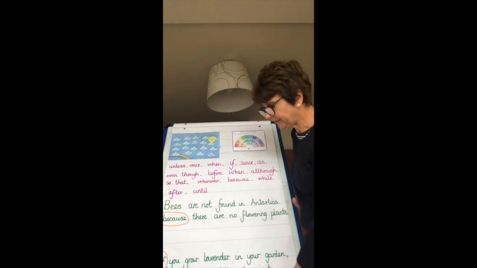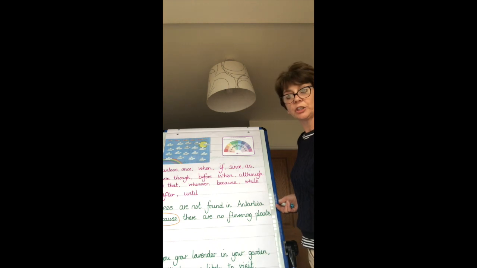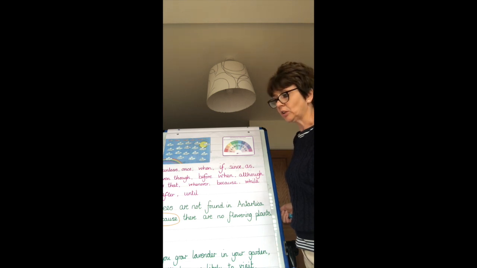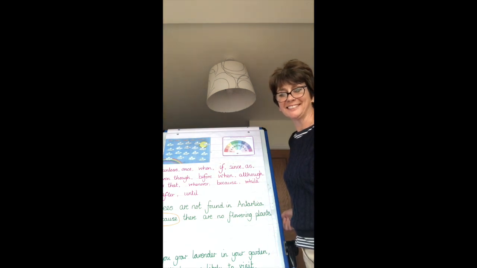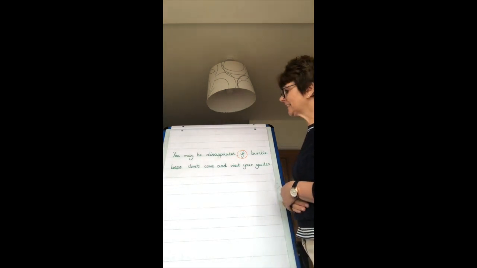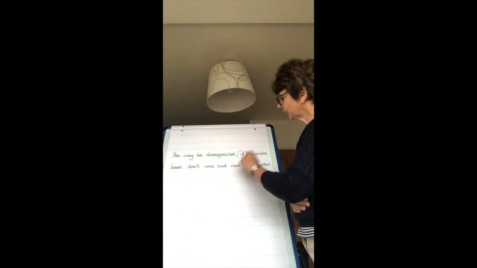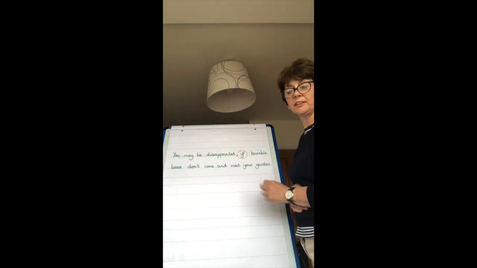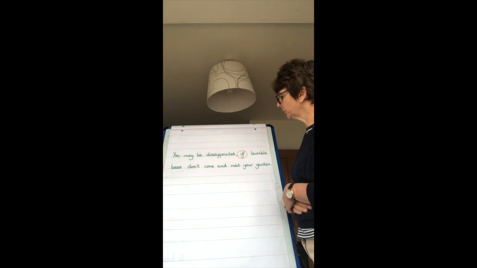And for your "if" sentence, you might have chosen "whenever you grow lavender in your garden, bees will be more likely to visit." You might have chosen "once" or maybe "after." Okay, well done. If we have a look at this sentence, you can see we've got the subordinate conjunction in the middle, joining together the two clauses.